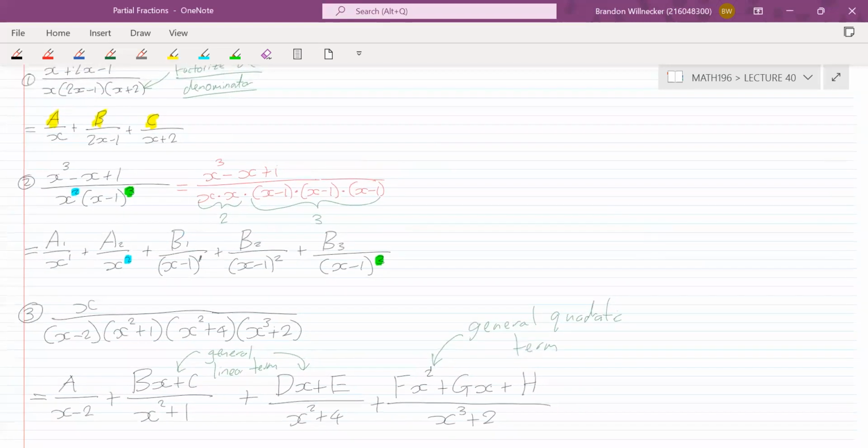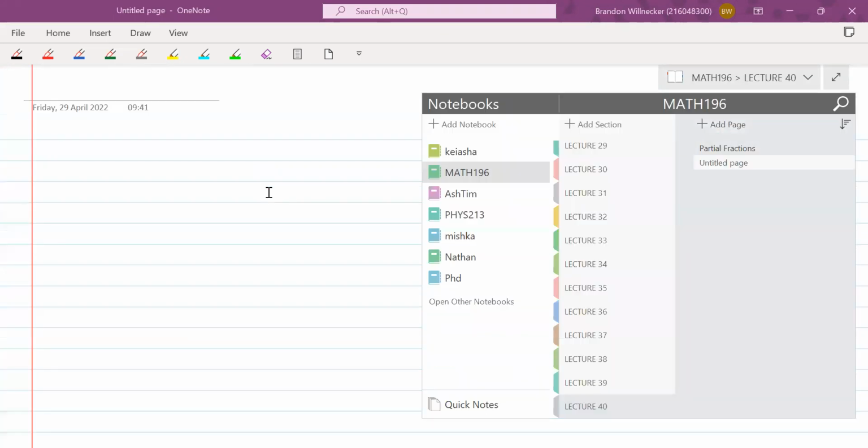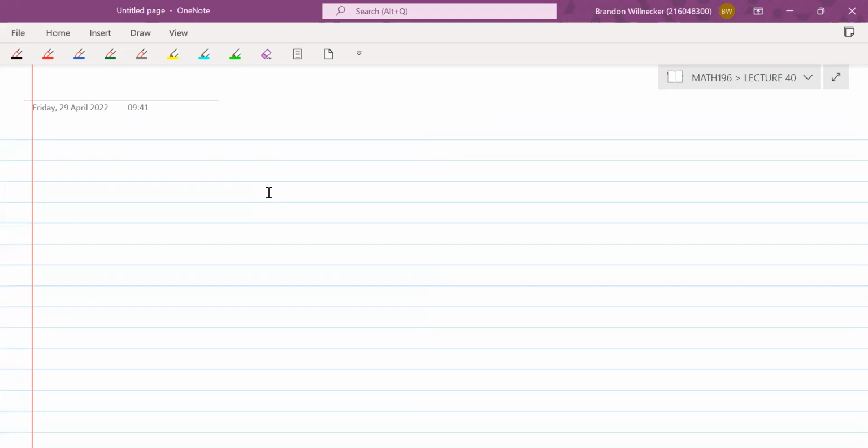Okay, so these are the 3 cases that we need to deal with. Let's take a look at an example. Like I said in the last lecture, we're doing this whole partial fraction decomposition in order to make certain integrals easier to do. Those rational integrals. So let's do an example of that.